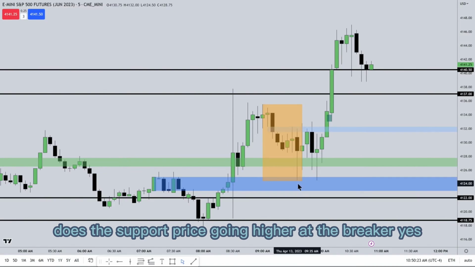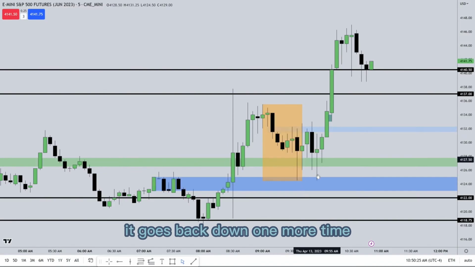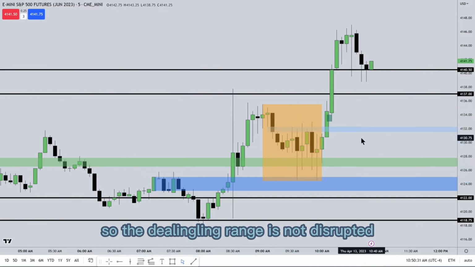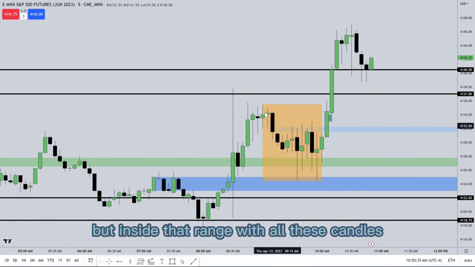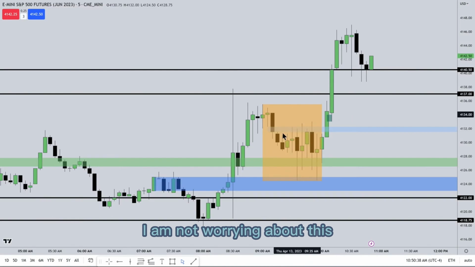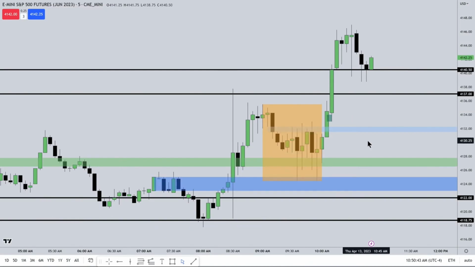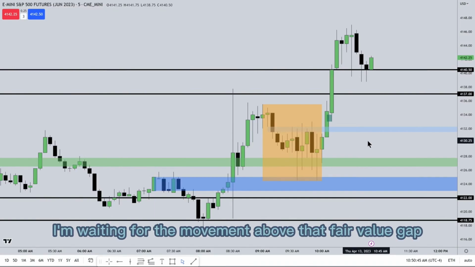Does it support price going higher at the breaker? Yes. It goes back down one more time. Does it go outside that range? No. So the dealing range is not disrupted. It only went down there one more time. But inside that range, with all these candles, I am not worrying about this. I'm not impatient. You heard me. I'm waiting for the movement above that fair value gap.